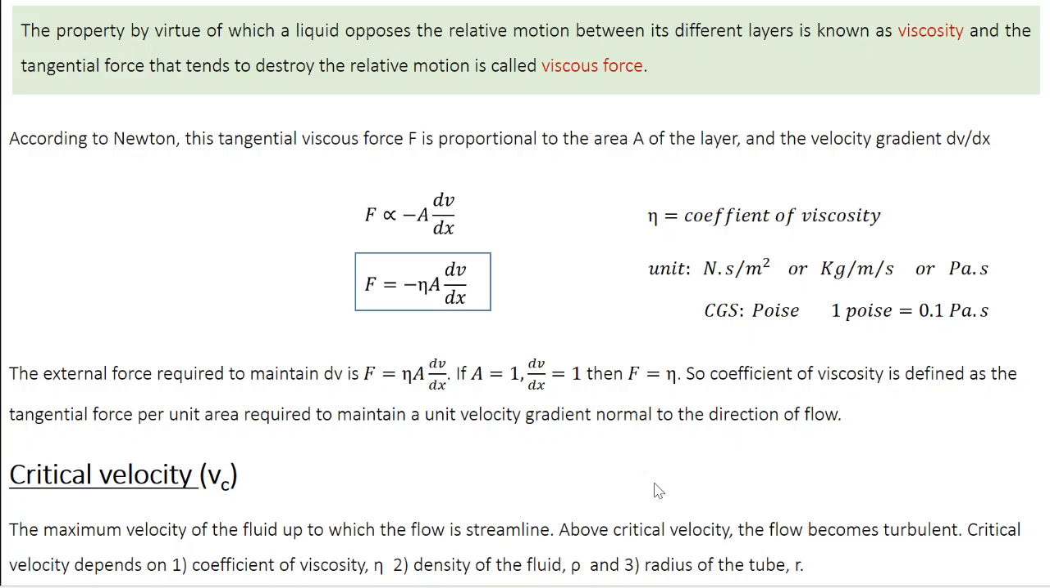Now, one important parameter which distinguishes between streamline flow and turbulent flow is the critical velocity. Critical velocity Vc is defined as the maximum velocity of the fluid up to which the flow is streamline. So below Vc the flow is streamline, and above Vc it is turbulent. Critical velocity depends on three parameters: 1, coefficient of viscosity eta; 2, density of the fluid ρ; 3, radius of the tube r. Now you can derive an expression connecting these four parameters.